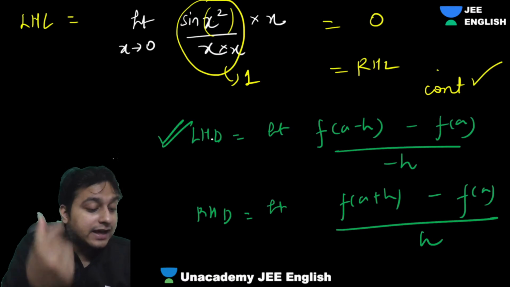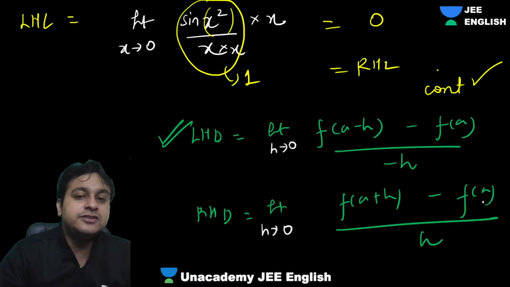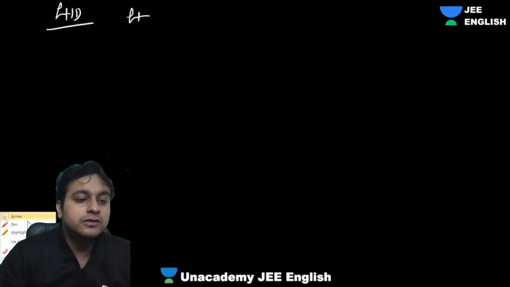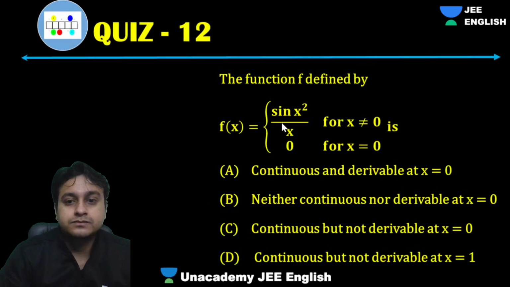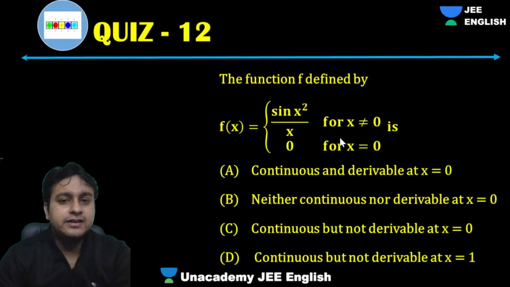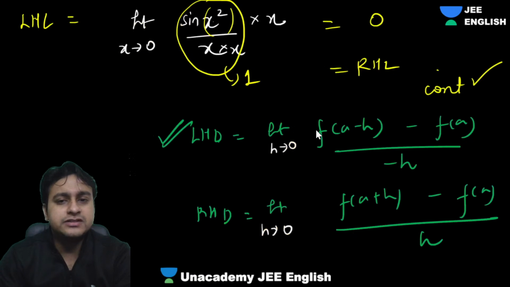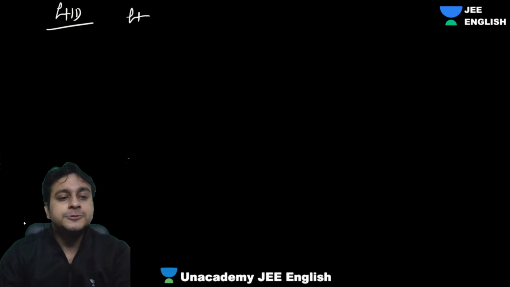U by v, no problem. U by v, sin x square upon x. So you can put it here h tending to 0. See, it will be done very easily. It's not that difficult also. So guys, see here, LHD and RHD will be the same only, I think so, in this case, right? If you talk about the LHD and RHD, the functions are the same, right? Let's calculate also. Let's see whether we can do it or not.